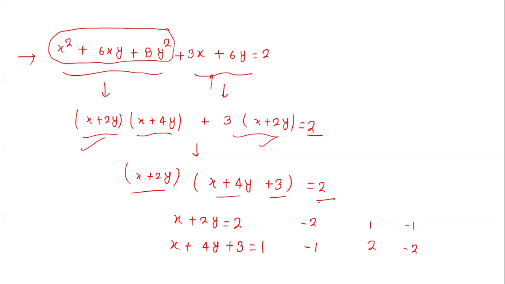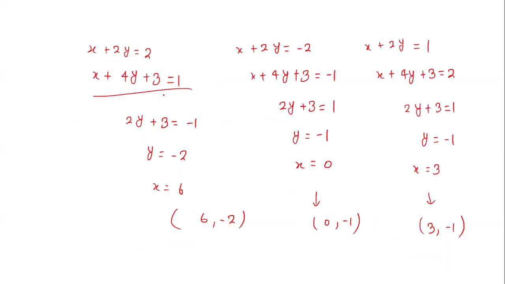Now 2 is a prime number, so the possibilities for integer solutions of this equation are: x plus 2y can be 2 and the other factor can be 1, or this can be minus 2 and this can be minus 1, or this can be 1 and this can be 2, or this can be minus 1 and this can be minus 2. So there are 4 possibilities and we can solve for all of them.